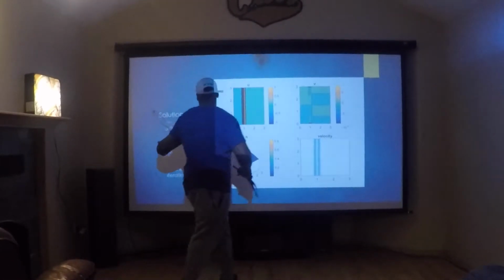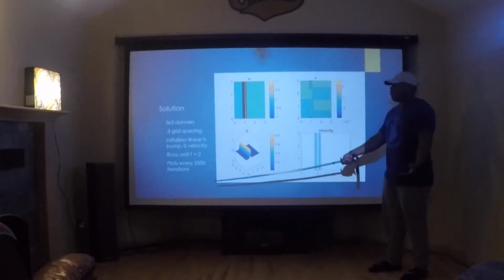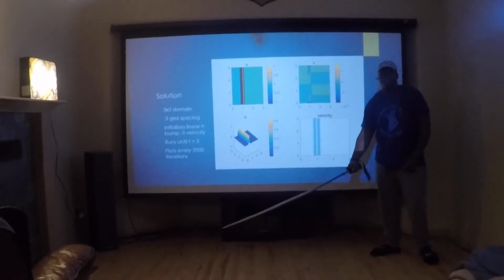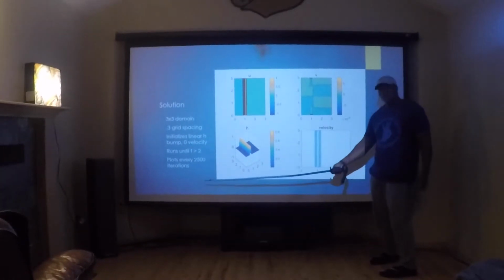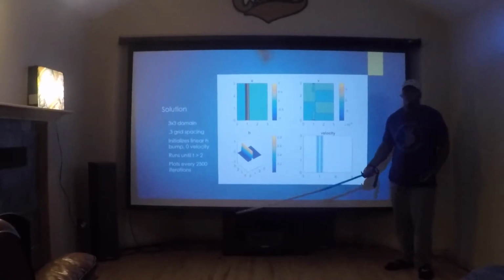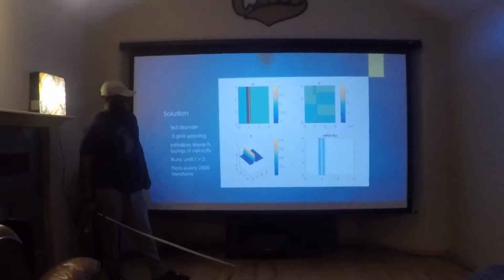So the solution was built with a 3x3 domain that had a 0.3 grid spacing in the x and y. h was initialized using a linear bump, and the velocities were initialized at 0. Time runs until t is greater than 2, and it plots every 2,500 iterations.